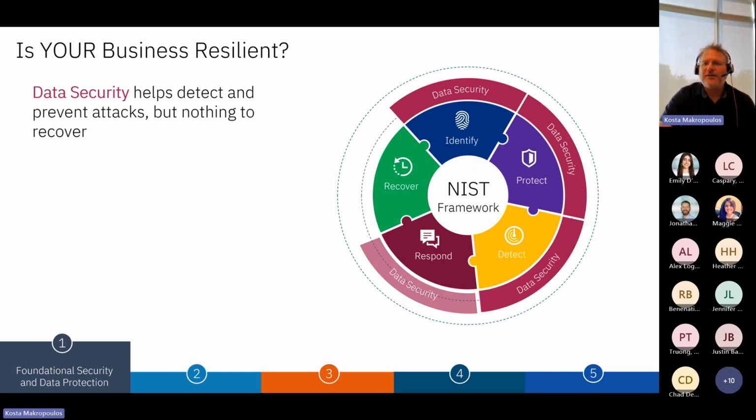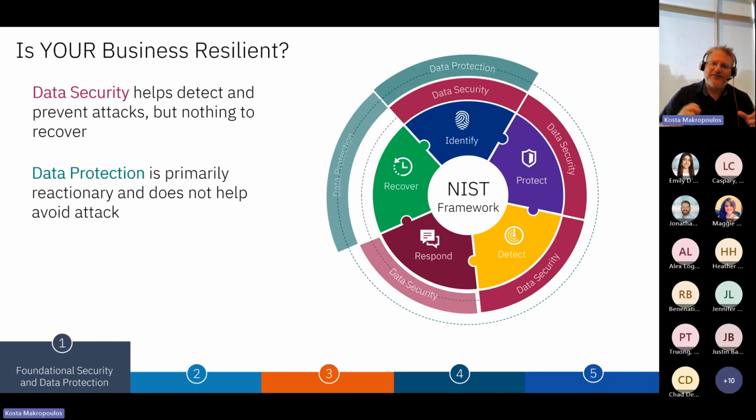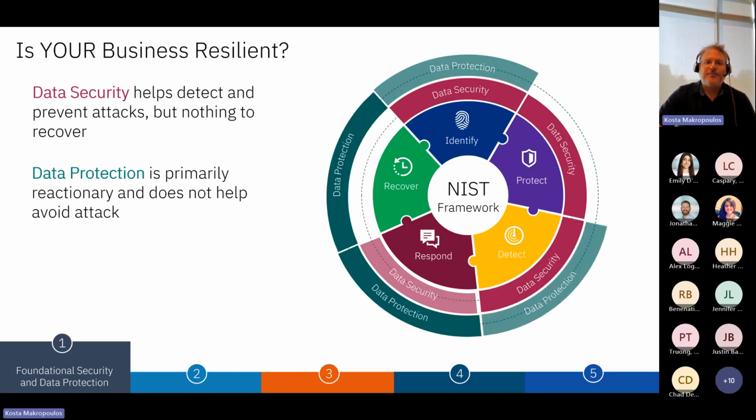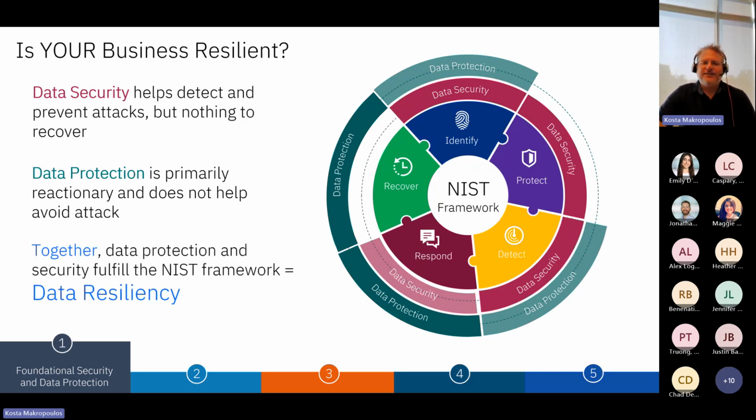Now, if we look at it from the other way around, historically, kind of where the storage brands fall in infrastructure, data protection is the opposite, right? It's the reactionary process. It's all about how do I get back up and running after a disaster, or in the case of cyber, after an attack has hit, but it does nothing to help avoid the attack. And what data resiliency is, is leveraging these two together, fulfilling the NIST framework. So how do I both prevent bad actors from infiltrating the environment, and also in the unlikely event that it happens, how do I get my business back up and running?